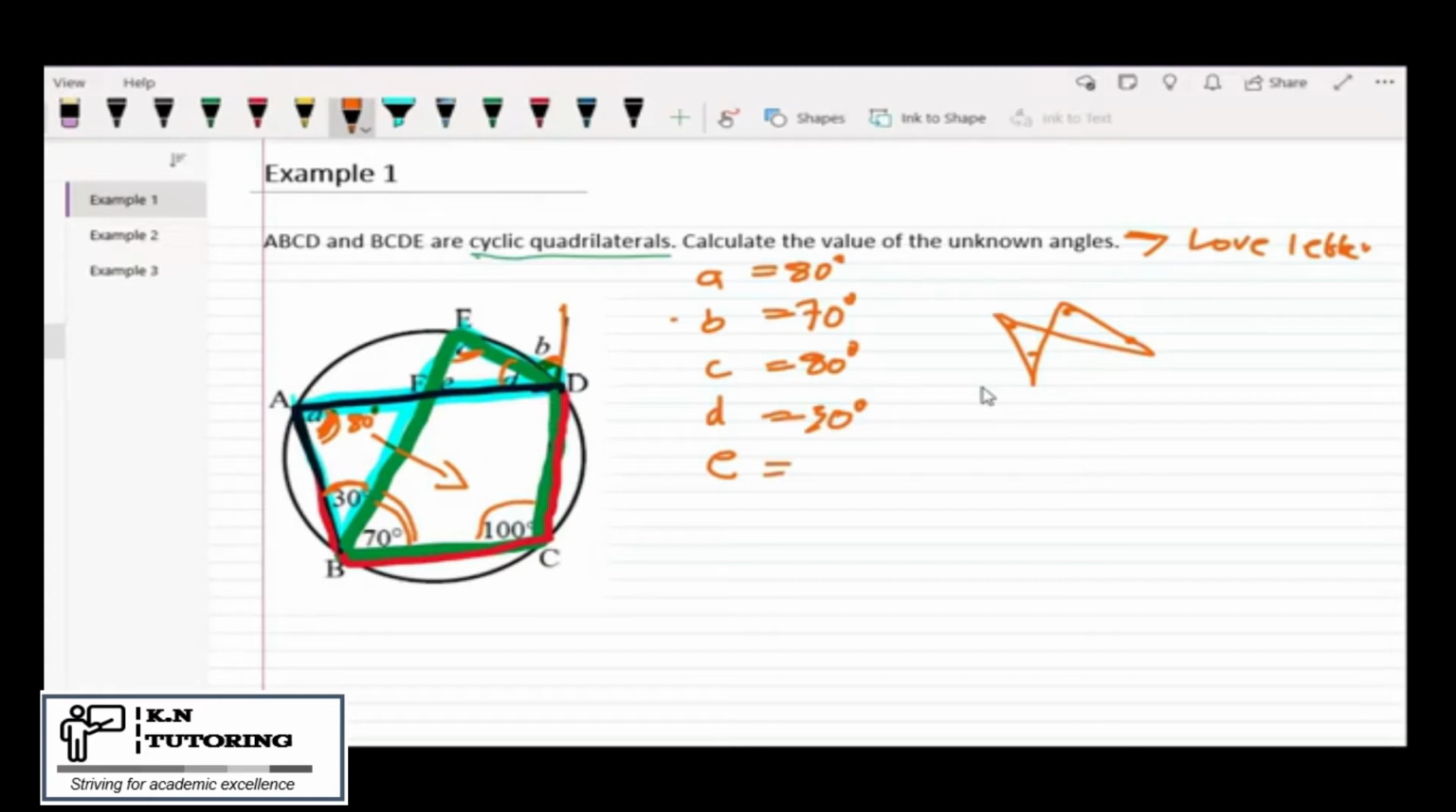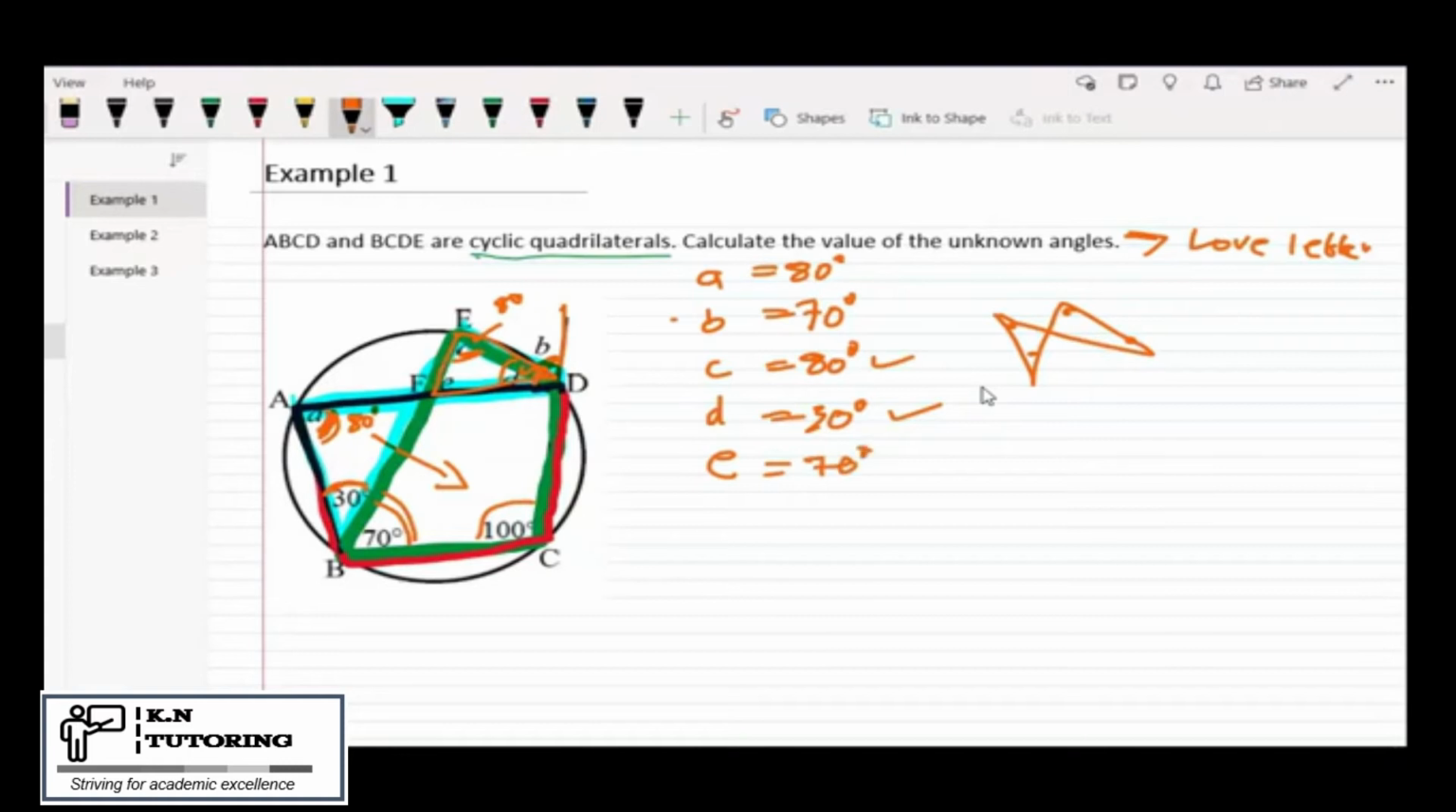Okay, as I was mentioning, we got this as 30, so this is 30, this is also 80. What is the reason there? Angles in the same segment, and we are left with one angle, which is angle E. How do we get angle E? We already have this angle and that angle. C is 80, and D is 30. So we've got one angle that we need to determine from this triangle. So E will be equal to 70.